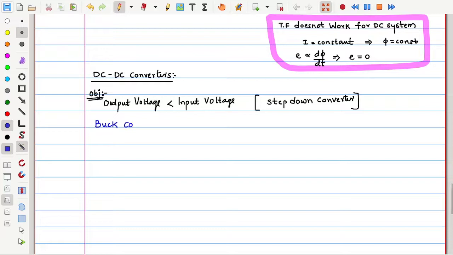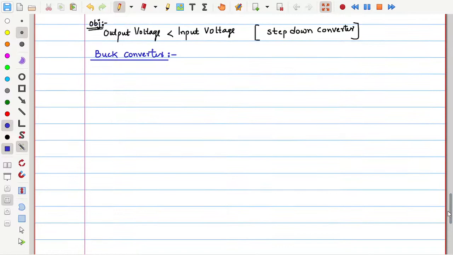So let us see the buck converter circuit diagram. From the circuit diagram itself, we will understand the generalized operation of this converter, and you can see what kind of output you will get. Okay? Right. So, let me take the buck converter block level diagram.